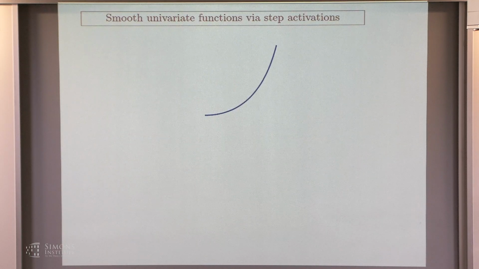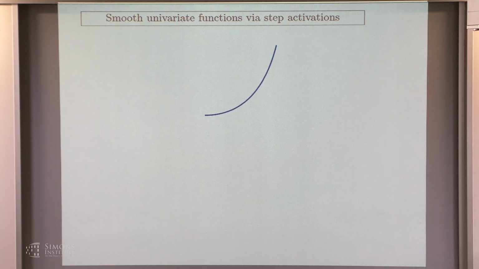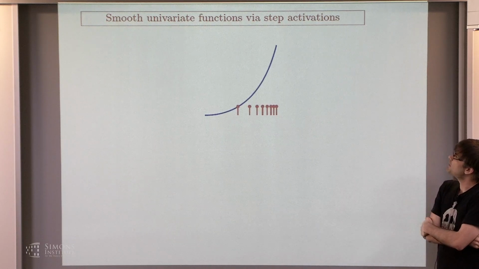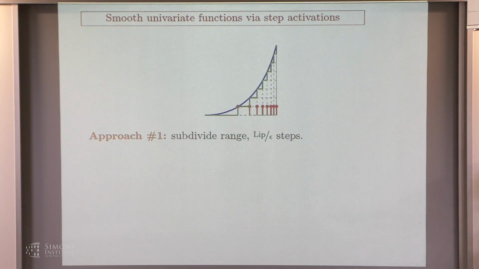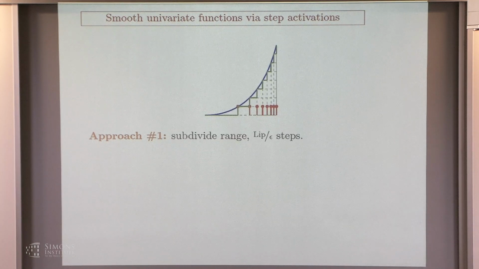Okay, let's do something more interesting. Let's do a curved function, still with step functions. So you might say, oh yeah, I know how to do this. I just say I want to get epsilon close, I just jot little marks. You do something like this. If you add those up, they follow this stair-step pattern. And you can say, I understand this perfectly. You subdivide the range. It's a Lipschitz function. The number of steps I need is the Lipschitz constant divided by the epsilon.